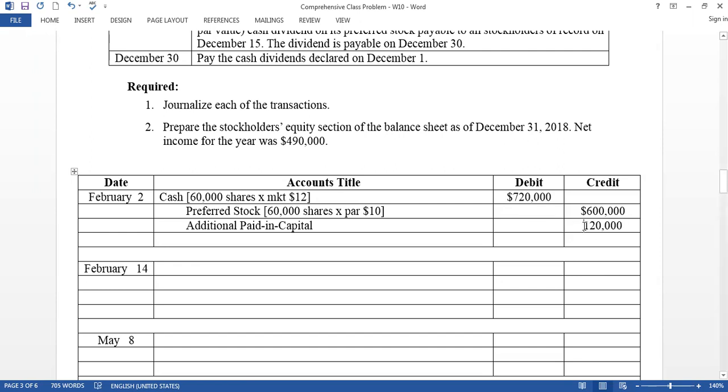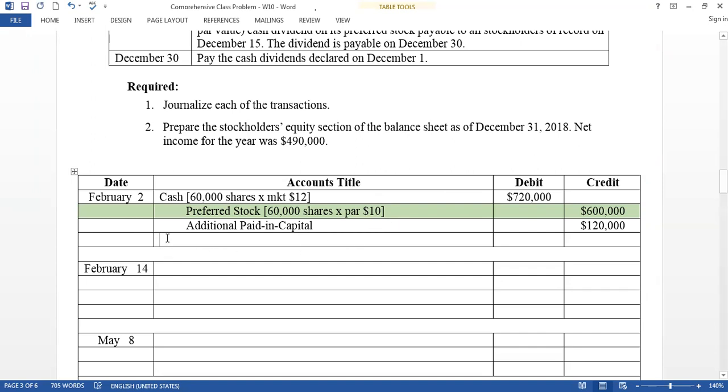This is the difference. So we sell preferred stock. I repeat here again, you can see preferred stock always follows the par value. Common stock always follows the par value. But when you receive cash, we may receive a higher or lower amount than par value from market. Additional paid in capital is sometimes debit, sometimes credit. In this question, additional paid in capital is credit because we have a gain.